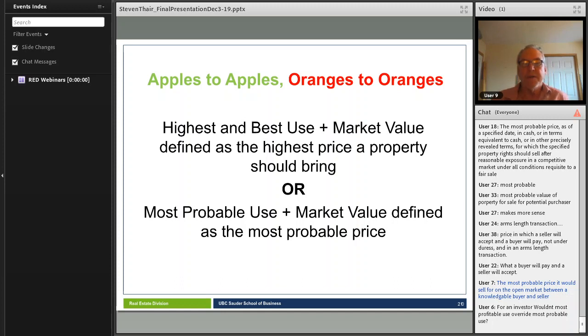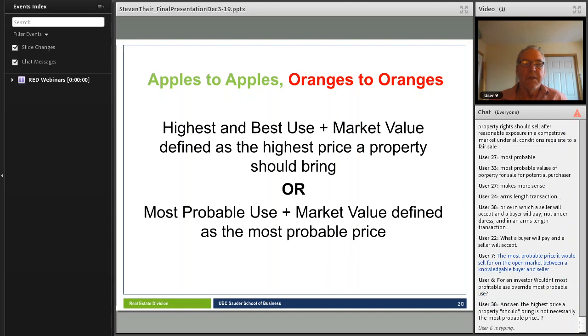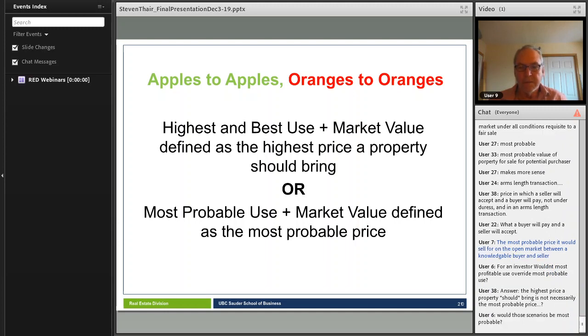You may have an investor who wants to leave a legacy. He wants to be known as someone who wasn't just out for profit. You might find an investor with a conscience, and he wants to invest in buildings that are environmentally safe or environmentally well built, and he will prefer that to profit. Jason writes, the highest price a property should bring is not necessarily the most probable price. Correct. Not necessarily.